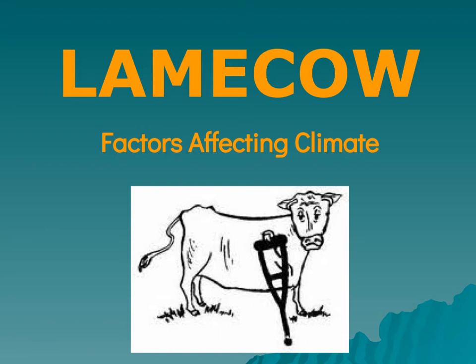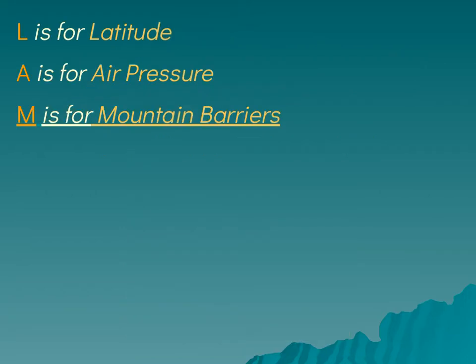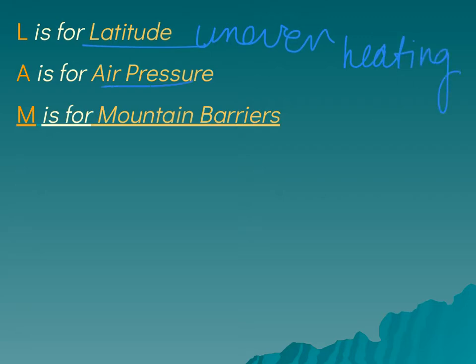Today's LAMCOW focus is on the M of LAMCOW. We've already gone through the L and the A, so just a quick review, and then we'll get going on the M. We know L is thinking about latitude, the idea that the Earth has uneven heating due to those direct and indirect rays the Earth gets from being tilted. And then within air pressure, we focused on high and low pressure systems and all the characteristics with it.